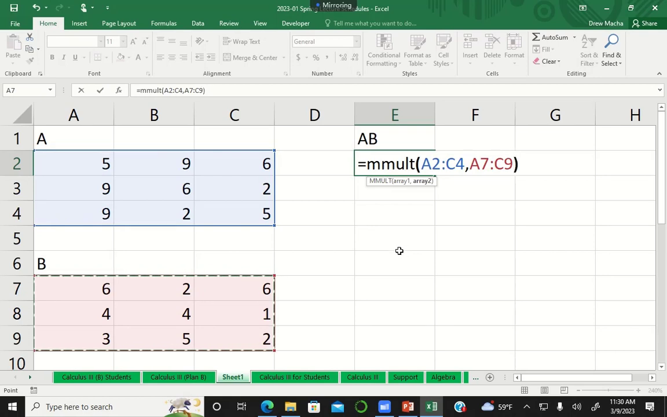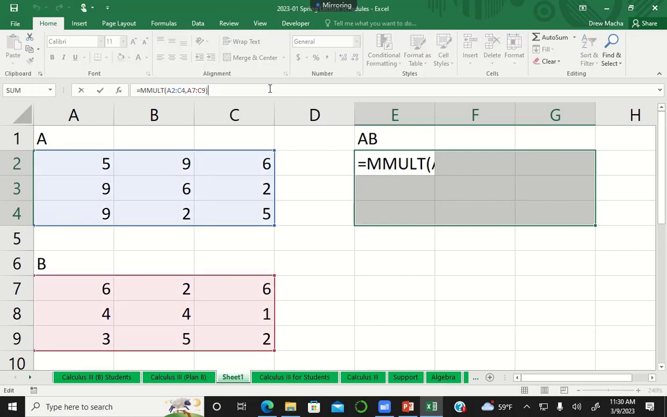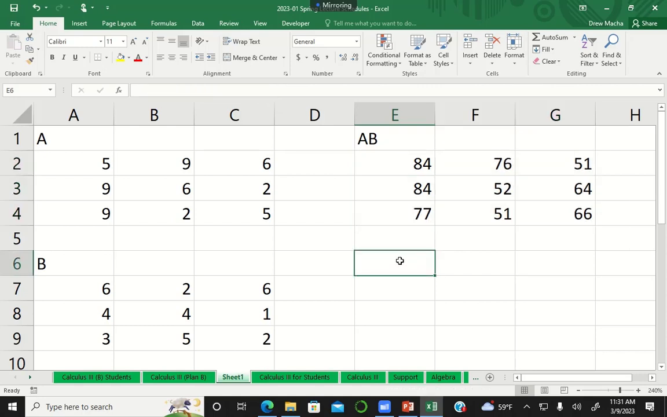I close parentheses, and then I hold Control Shift Enter, and it just gives me a number. Then I have to select a 3 by 3 region, click on the formula bar again, and hold Control Shift Enter again, and then it'll actually do it right. So Excel is kind of clunky sometimes. But this is the product A times B with matrix multiplication. It's nice that Excel does it really fast, so I don't have to hand compute 9 dot products.